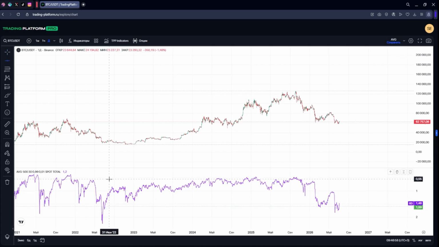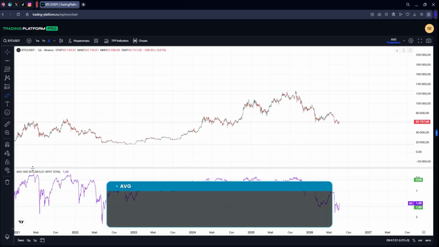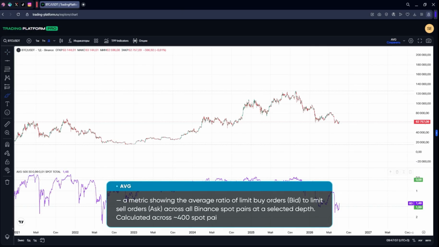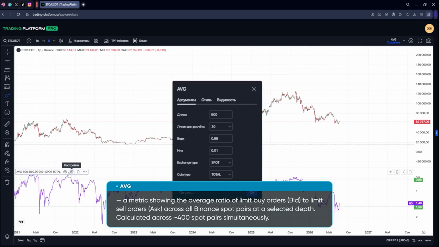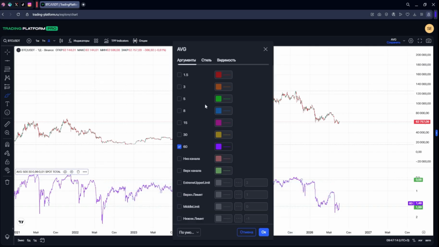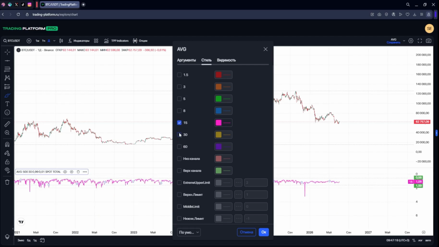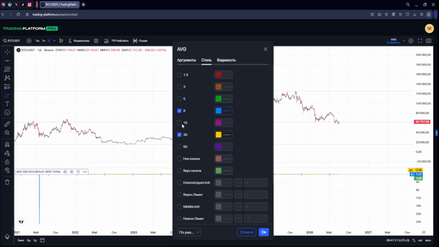Let's start from the beginning. What does it show? AVG shows the average ratio across all Binance spot pairs at the depth we have selected, which in this case is 60%. Why am I talking about the depth we have selected? Because by simply clicking on the settings gear icon, we can easily select other specific depths: 15%, 30%, and 8%.